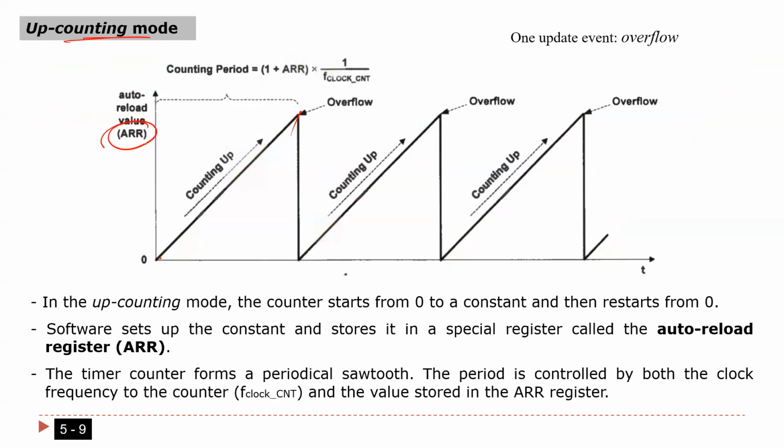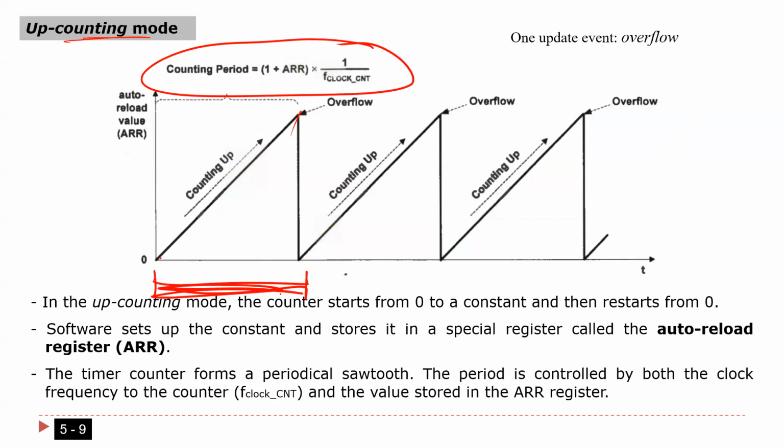So what is ARR? Very simple. You can write whatever you want in this register, but you have to keep in mind that whatever you write here should not be more than 65,535. This is the maximum you can put here. And by the way, this is the counting period, so the time from here to here.